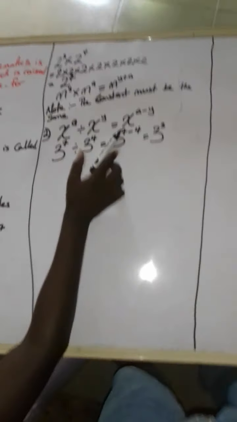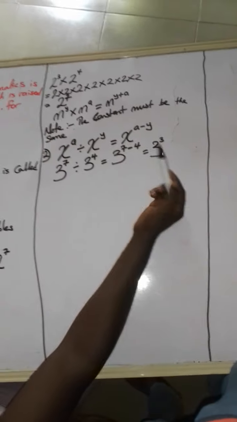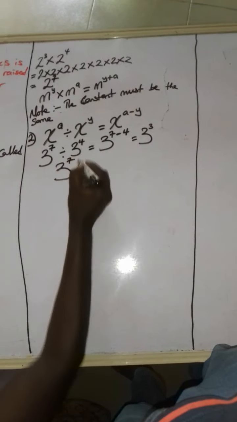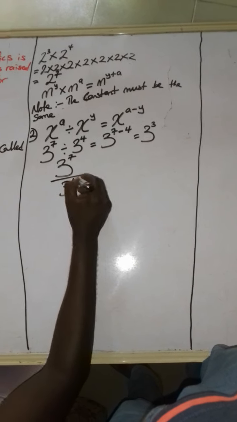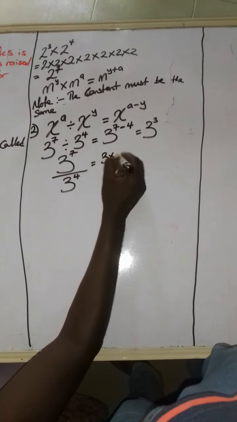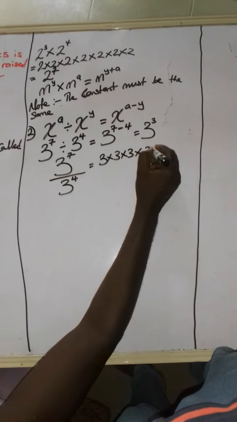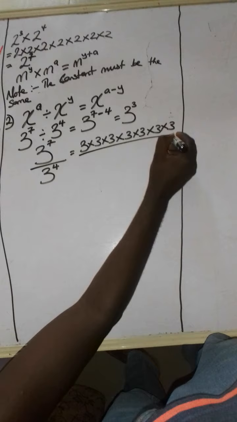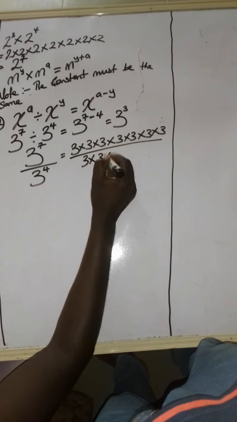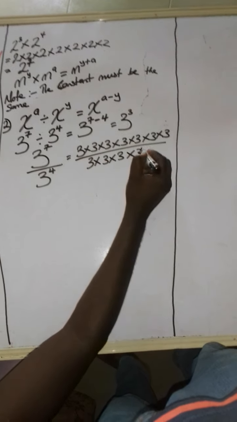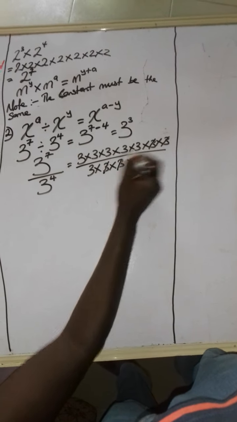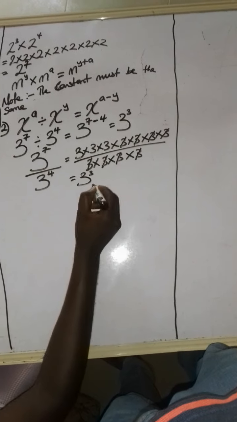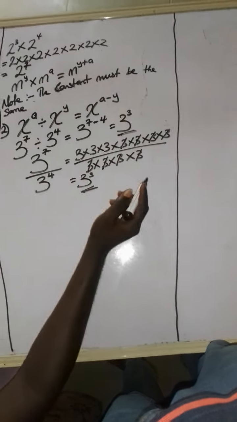Now, we can prove this to verify our law if it is correct or wrong. It can be written this way: 3 raised to the power of 7 divided by 3 raised to the power of 4, which is the same as 3 times 3 times 3 times 3 times 3 times 3 times 3, all over 3 times 3 times 3 times 3. Now this cancels this, this cancels this, and this cancels this. So we'll be left with 3 raised to the power of 3, which verifies this law.